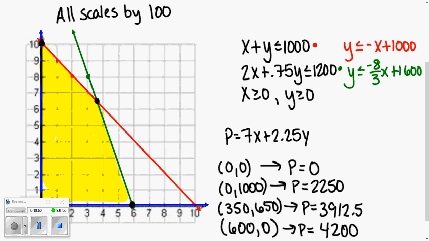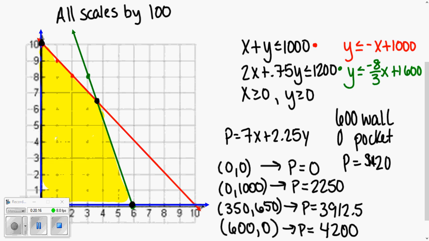You should discover that your maximum profit actually doesn't occur at 350, 650, which is probably what you expected to happen. Your maximum occurs at 600, 0. That means that we should be selling 600 wall calendars and 0 pocket calendars. We should not be selling pocket calendars because we would lose money. And our maximum profit would be $4,200. Oh my gosh.